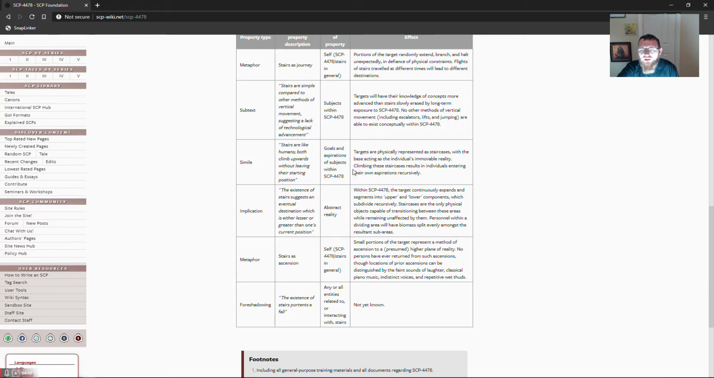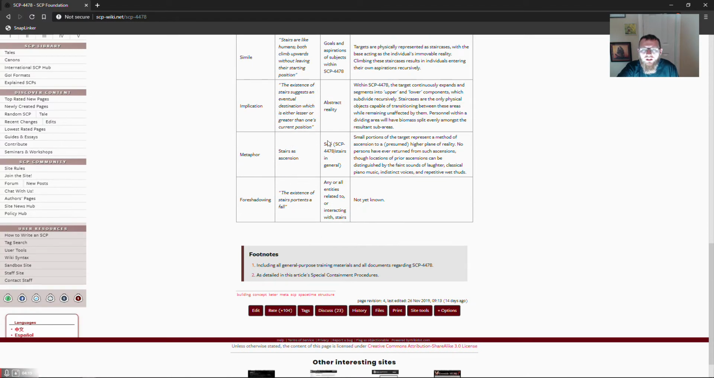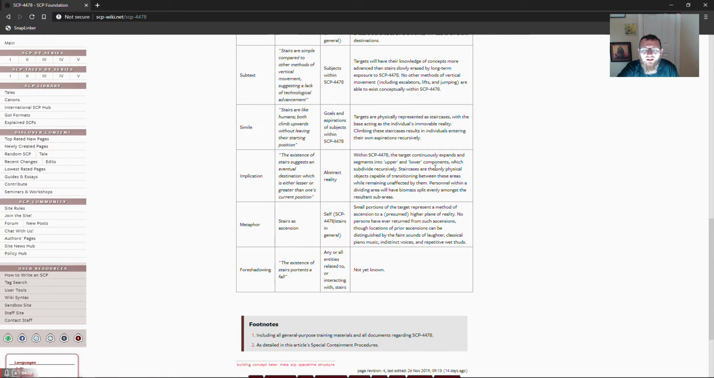Goals and aspirations of subjects within 4478 is the target. Targets are physically represented as staircases, with the base acting as the individual's immovable reality. Climbing these staircases results in individuals entering their own aspirations recursively. Implication. The existence of stairs suggests an eventual destination which is either lesser or greater than one's current position, has an effect on abstract reality.